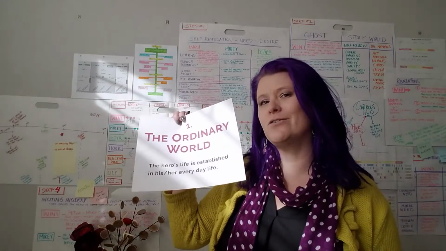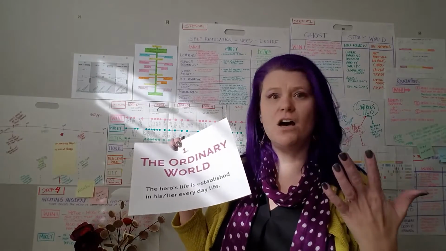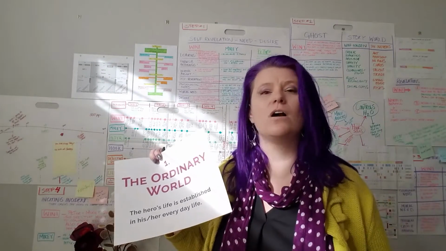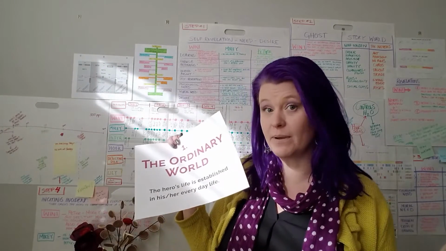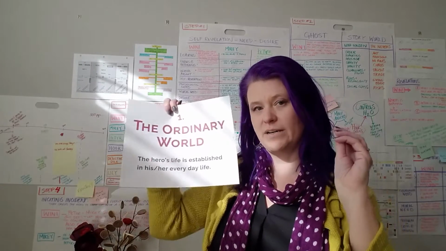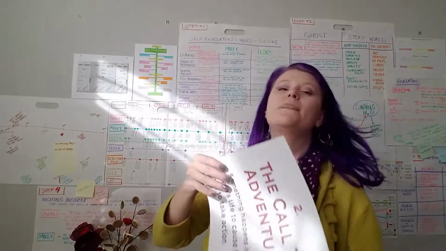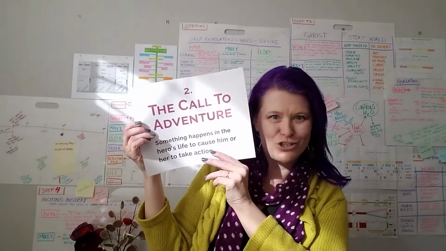So in Harry Potter, this is life under the stairs. In The Hunger Games, it's her hunting in the district before the reaping happens. What is regular, status quo, ordinary life? Beat 1. Beat 2, the call to adventure.